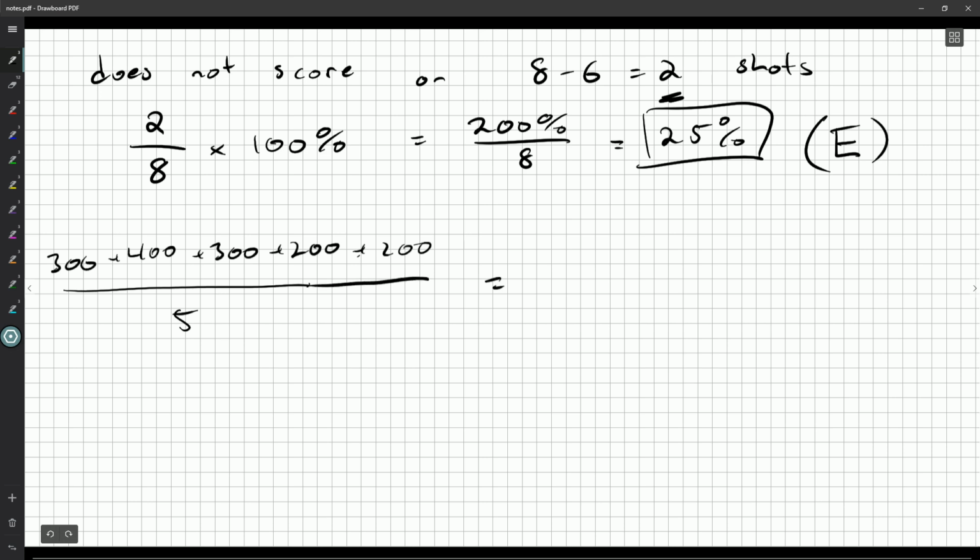So that's 300 and 200 is 500, plus another 500, and then 1400 over 5. And so that should be about 280.